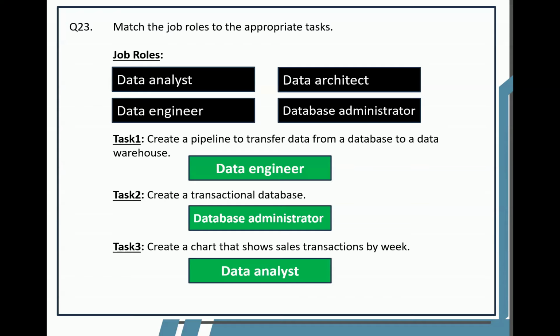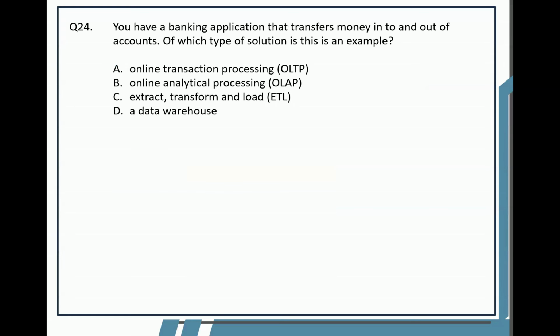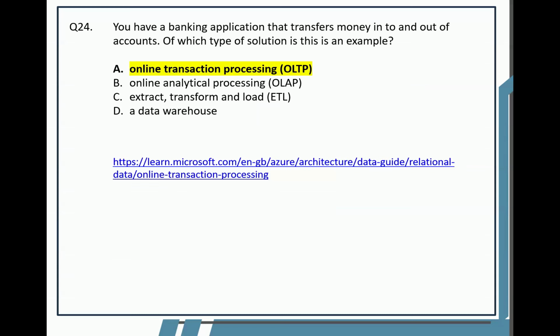We will move on to question number 24 of the series. Here we have a banking application which is used to transfer money into and out of accounts and perform real-time transactions. This is a classic example of transactional workload. OLAP is used for reporting, aggregations, and trend analysis. ETL is a data movement process and a data warehouse is used for analytics and reporting, not for transactional processing.